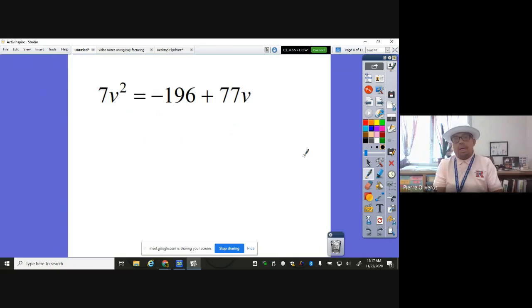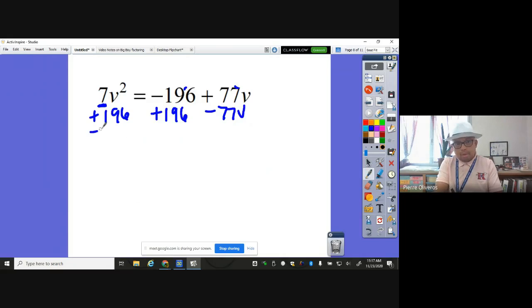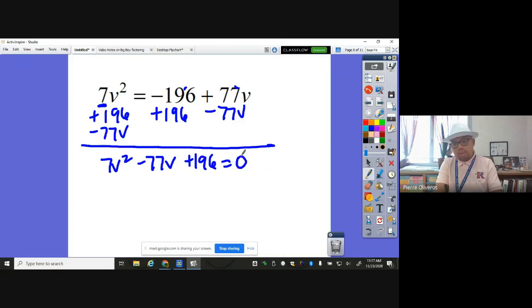7v squared minus 196 plus 77v. In this case, you have to set it equal to 0. You can move the 7v squared to the other side, but remember, it's harder to start the problem if your a is negative. So instead of doing it that way, I will do the opposite. I am going to move these two terms to the left, so to keep my a a positive 7. So this will be adding 196 here, add 196 here, minus 77v here, minus 77v there. That will give me 7v squared minus 77v plus 196 is equal to 0.